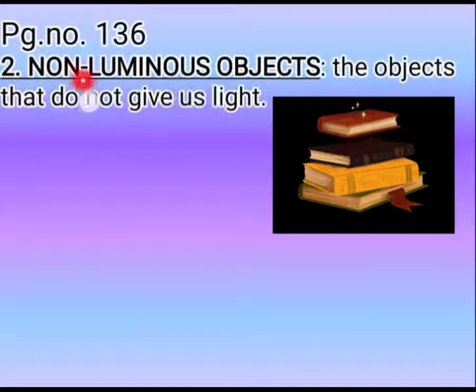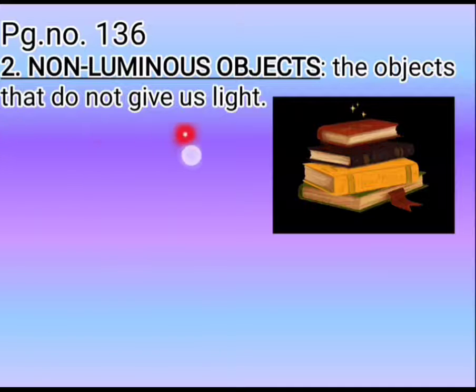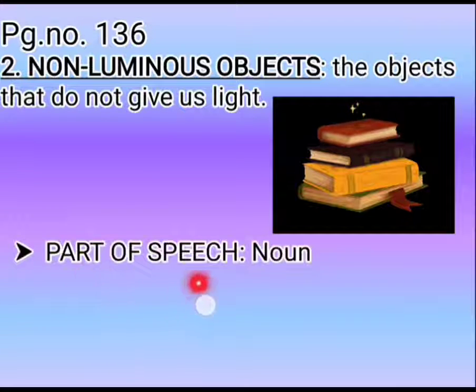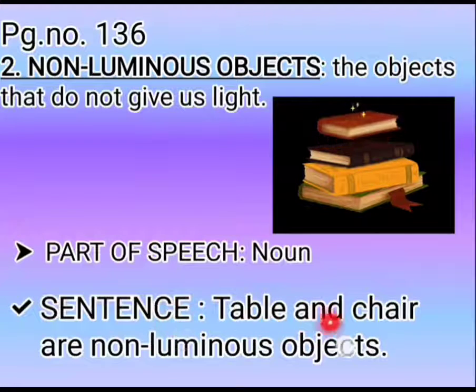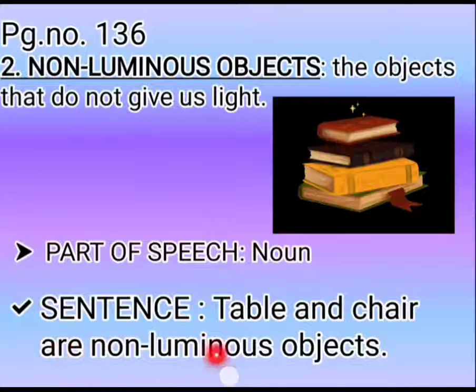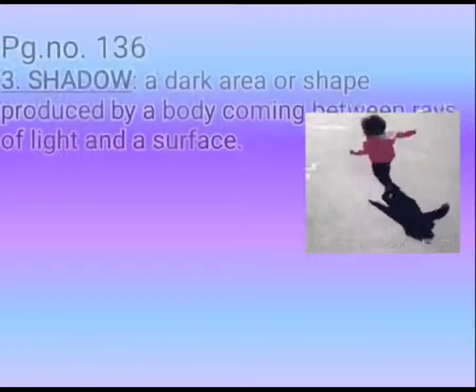Moving to the next word. Non-luminous objects, meaning the objects that do not give us light. Non-luminous object is a noun. Sentence: table and chair are non-luminous objects.